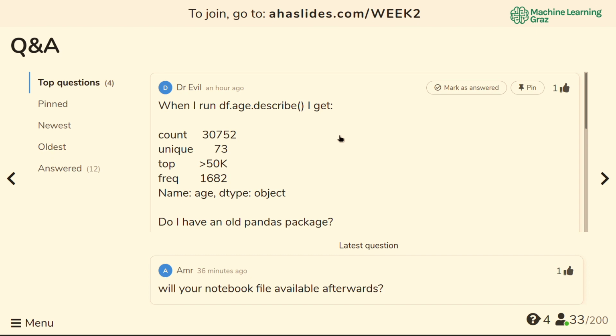Dr. Evil asked, when I run df.describe, I get this thing. Do I have an old pandas package? Yes, most likely you have this. If you get different results with the same code we used, it is because you have an outdated library. Google Colab always has the latest version.